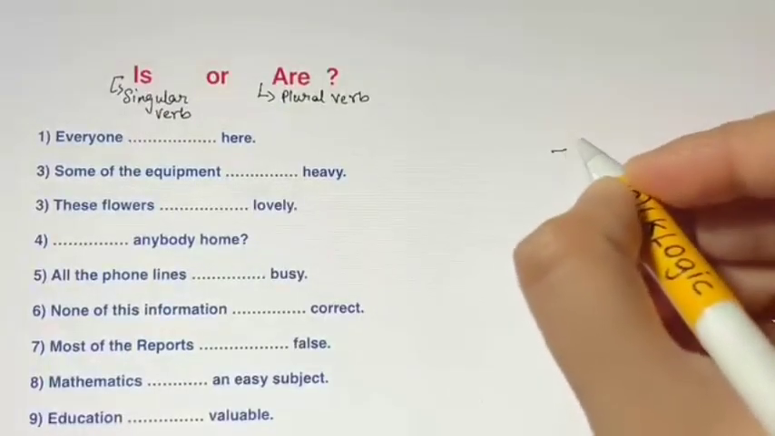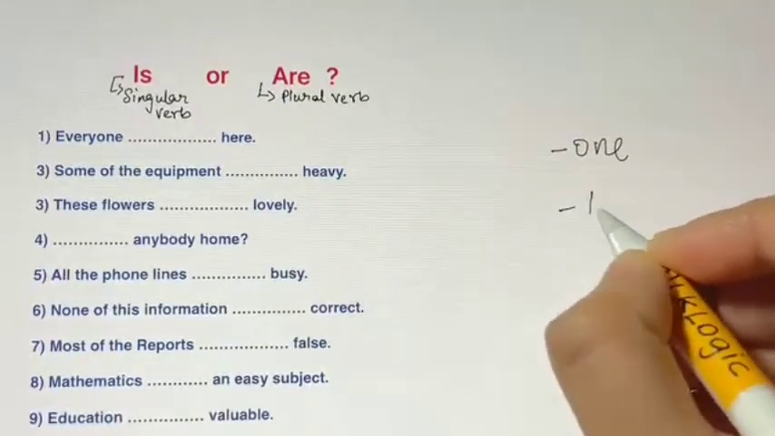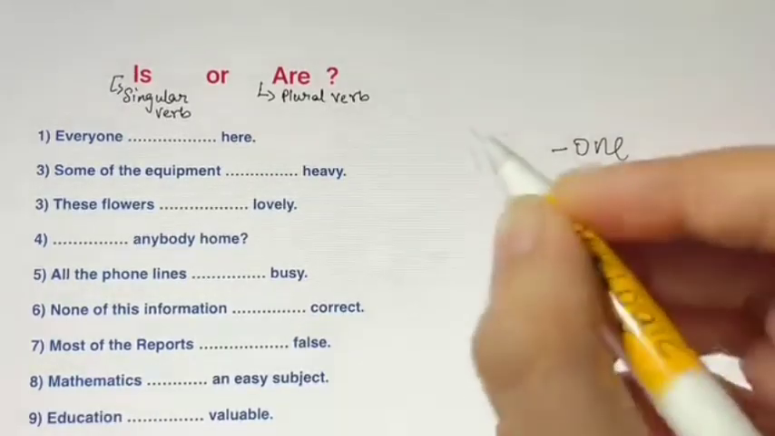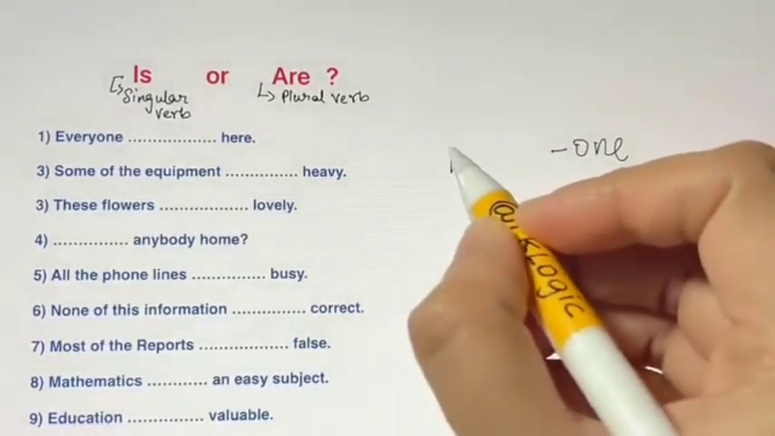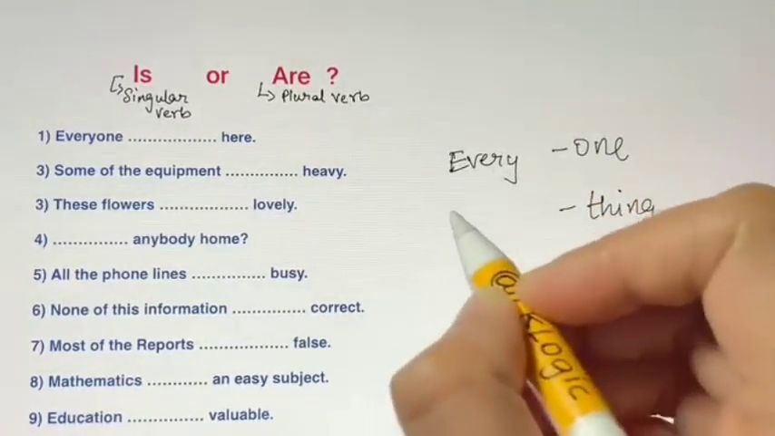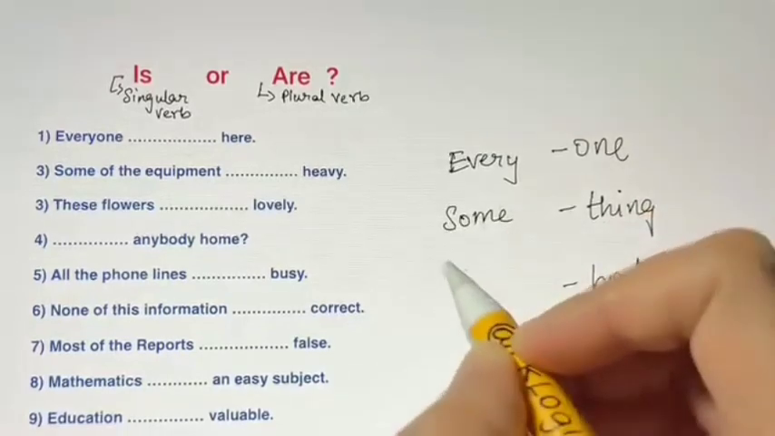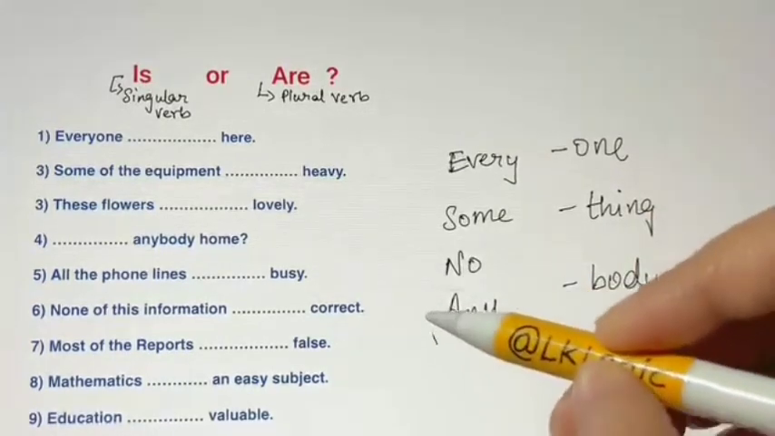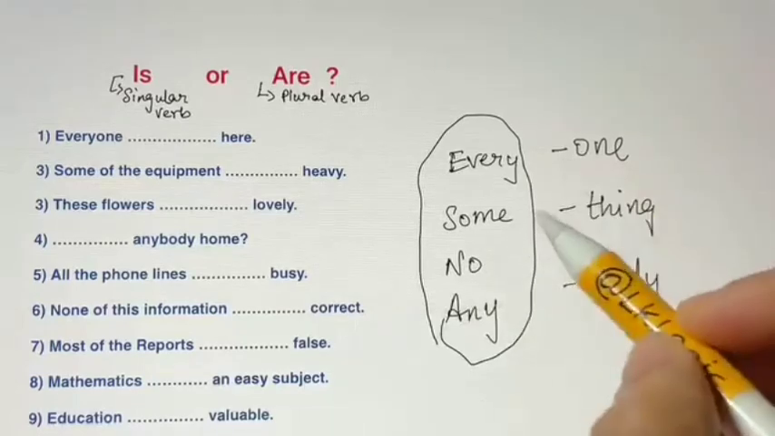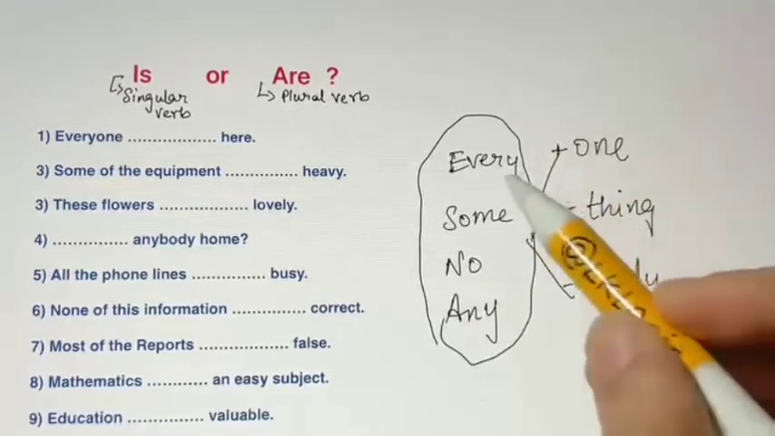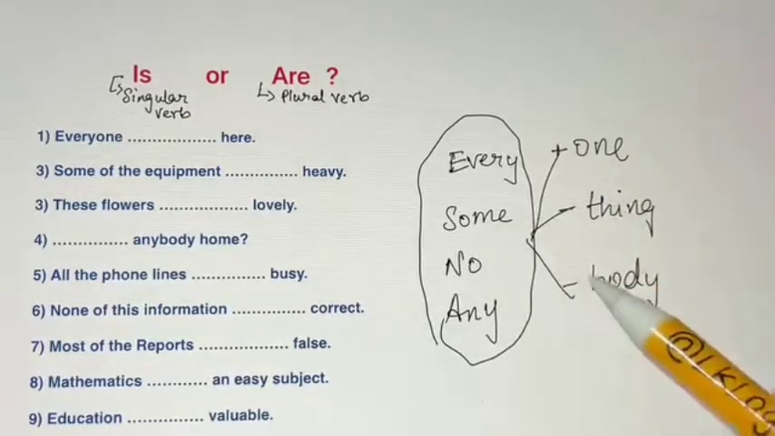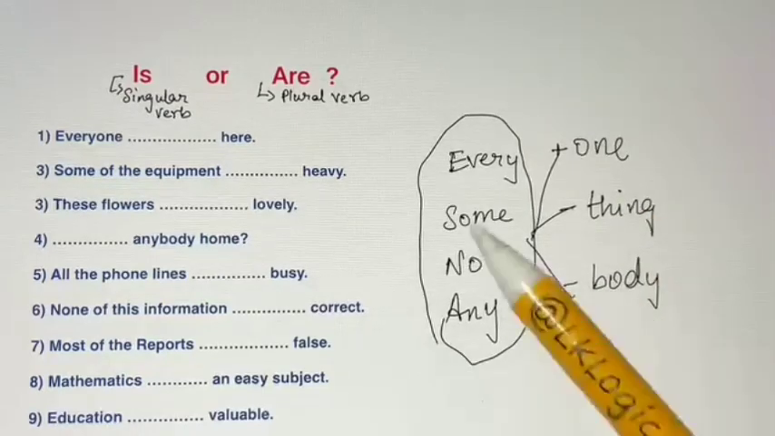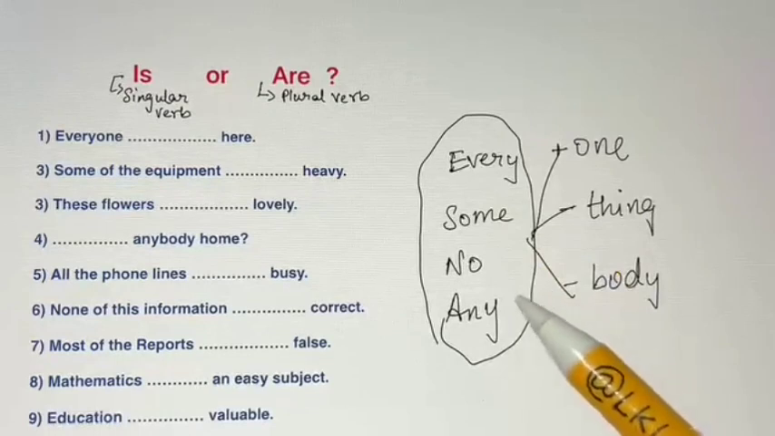Be careful with the subjects that contain one, thing, or body, right? For example, every, some, no, any. So look at these words. Read it loud. Everyone, everything, everybody, someone, something, somebody, no one, nothing, nobody, anyone, anything, anybody. These words are sometimes confusing.